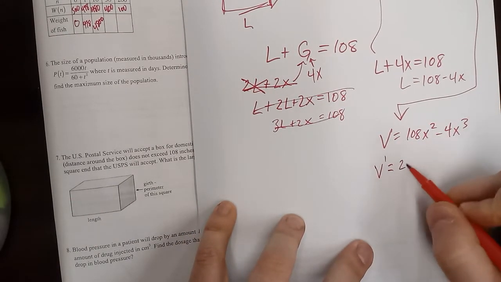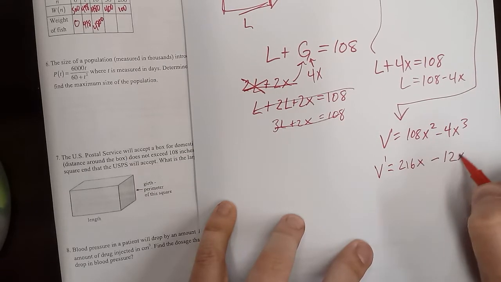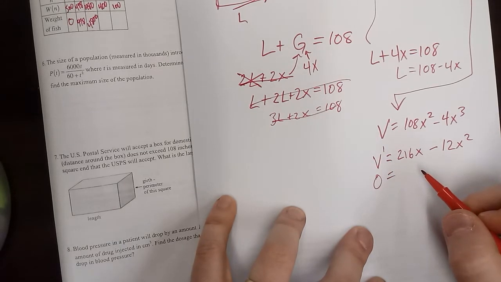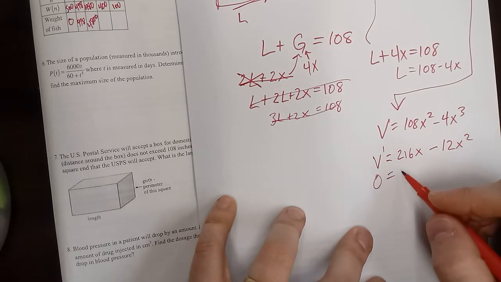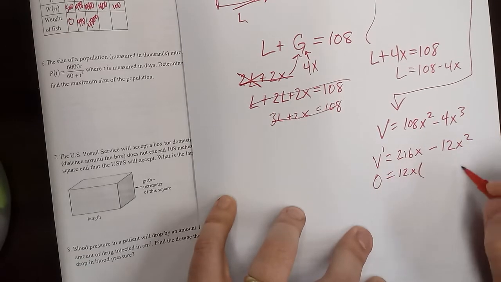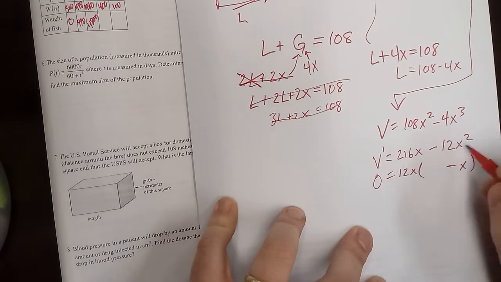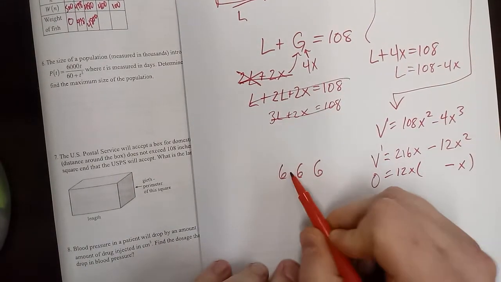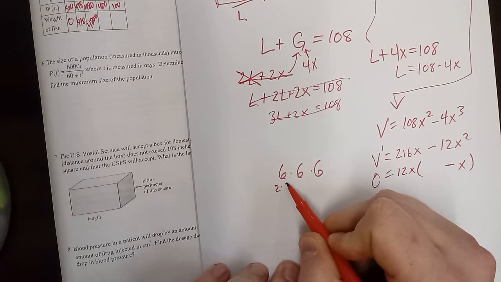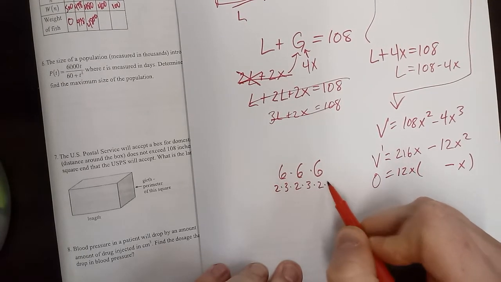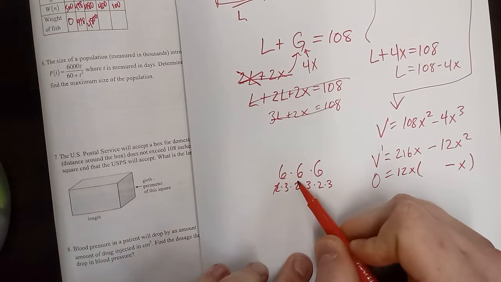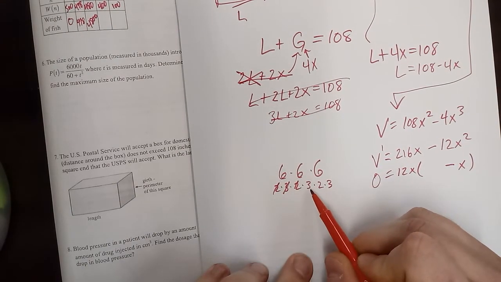So I'll take the derivative. I'll get 216x minus 12x squared. And I'll just factor it. 216 is 6 times 6 times 6, so I should be able to factor a 12 out of it. I can take an x out of both of them. 6, 6, 6, and then that's 2 times 3 times 2 times 3 times 2 times 3, right? Okay, so 216 divided by 12. We're going to take a 12 out. We'll have left 9, 18.